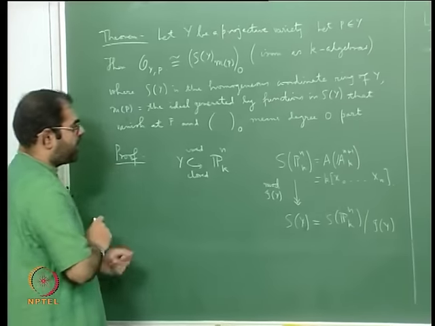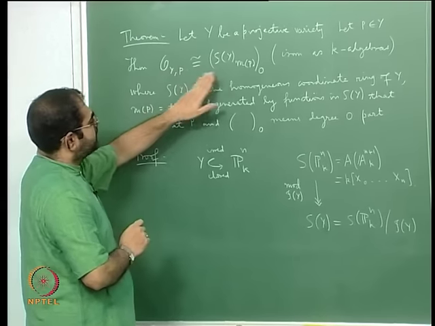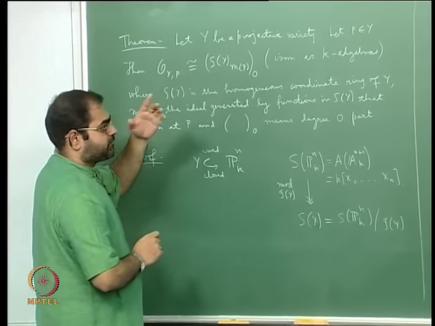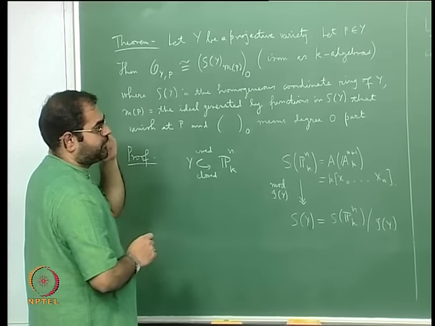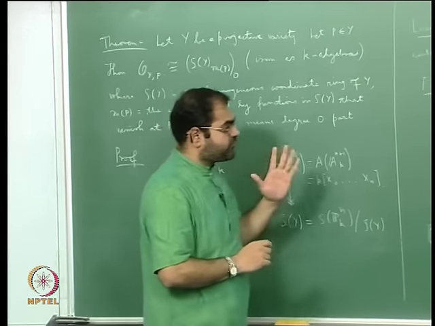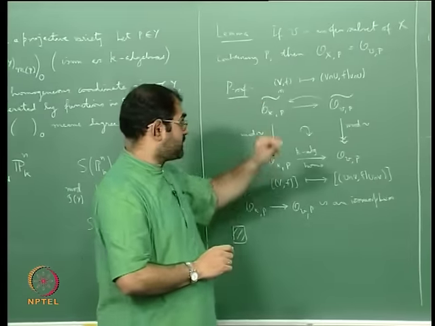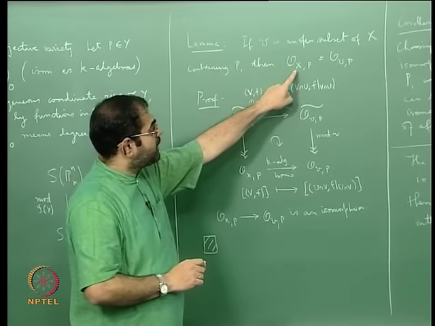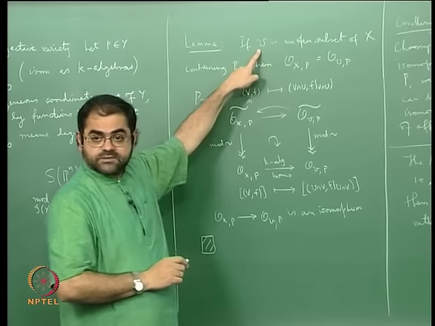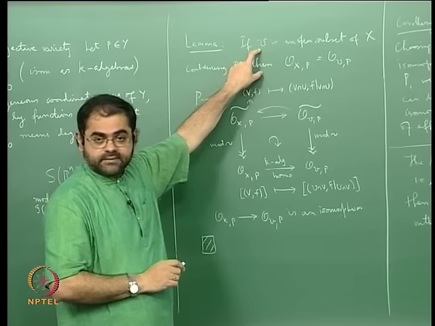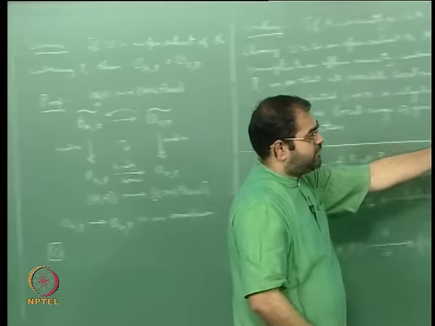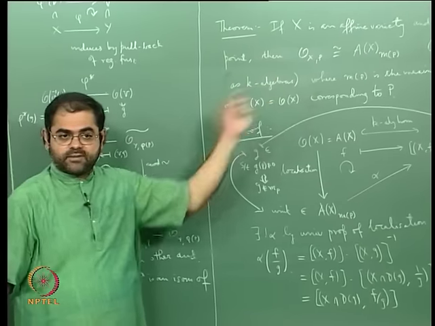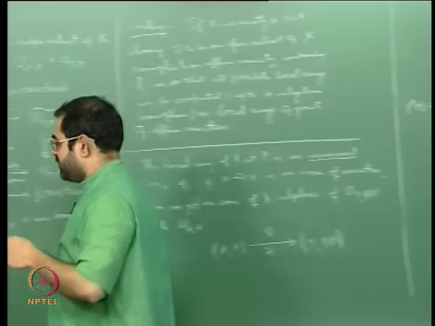Now the situation is, how do we get this thing? We use the following facts which I said in the previous lecture. The first thing is, to calculate the local ring you can go to an open subset. That's one fact. The second fact is of course that if your subset is affine, then you have a formula for the local ring. So what we are going to do is a very simple thing.